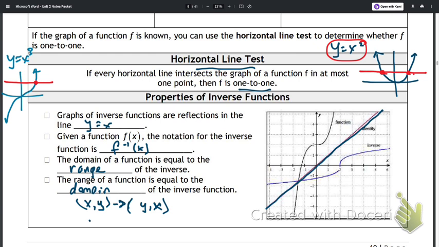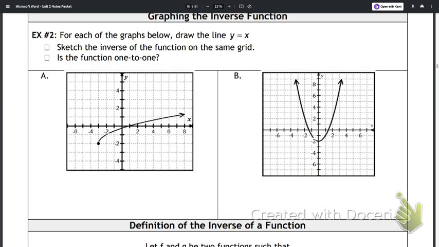They flip as well. All right, on this page, they're asking me to graph the inverse function. For each of the functions below, they want me to draw the line y equals x, which in this case, I'm just going to draw in highlighter. This is the line y equals x. And then what we're going to do is go ahead and take these. Oh, I didn't mean to do that, sorry. Let me draw that again.